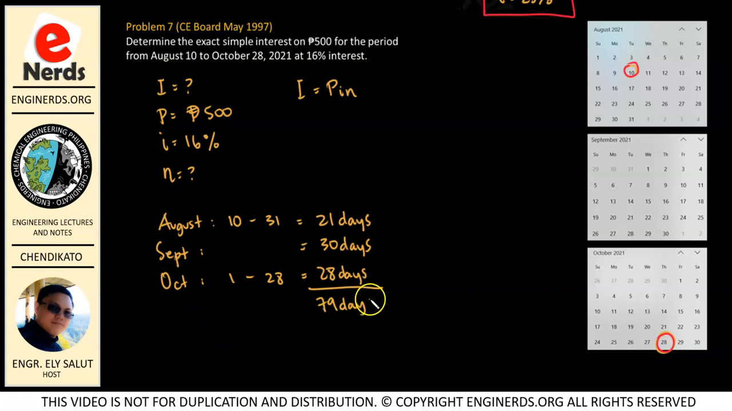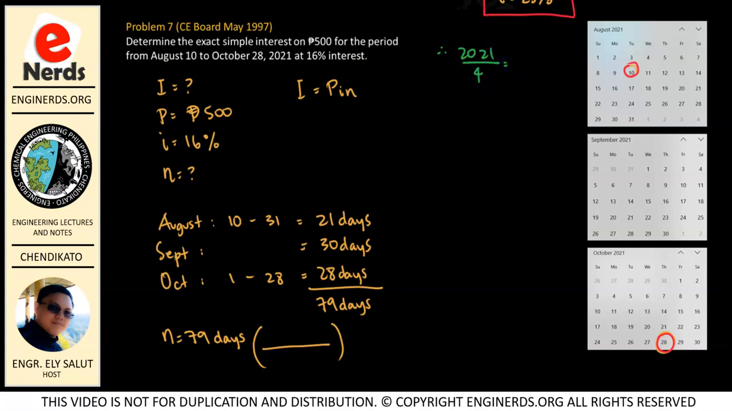So therefore, our N is equal to 79 days. But we need to express that in years, right? So how are we going to convert this into years? Remember, we have an exact simple interest here, so we need to know whether 2021 is a leap year or not. Like what we studied last time, I will write it here on the right side so the calculation flows. For the year 2021, we have to divide that by 4.